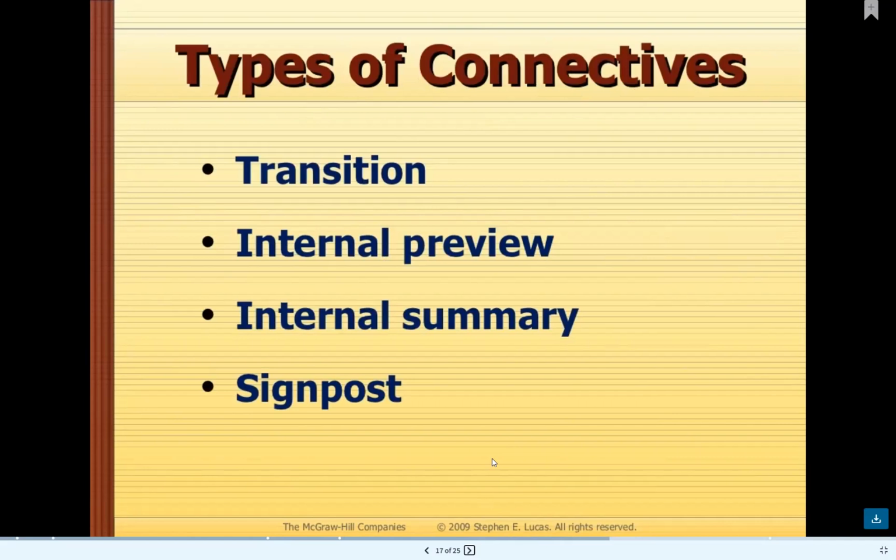Number 1 type of connective is transition. Number 2 is internal preview. Number 3 is internal summary. And number 4 is signpost. All of these are called connectives, which bind the speech points together and help the audience understand the points in a much better way. So let's have a look at what transition is.